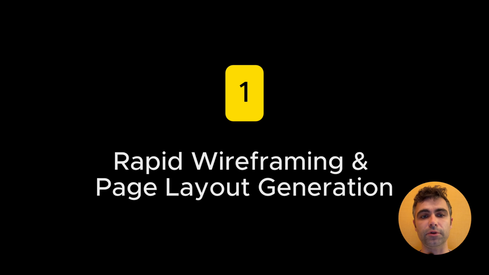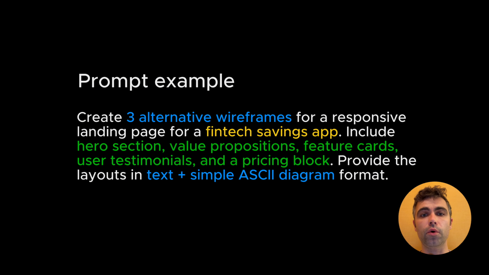And the first task that I will do with it is wireframing. You can use Gemini to turn a prompt into low or mid-fidelity wireframe. The model can generate multiple layout variations. Here is a prompt that I use for the task. Regarding the color coding, I use yellow to provide UI context, green for UI requirements, and blue for expected output.